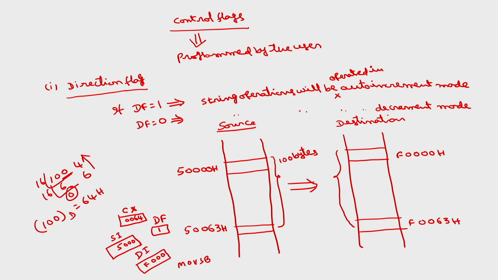So, this will be transferred first, then 50,000, the one address above this one, will be transferred, then the one above that will be transferred like that. In total, 100 bytes will be transferred. So, this is going to decide the direction in which the string operations will operate.